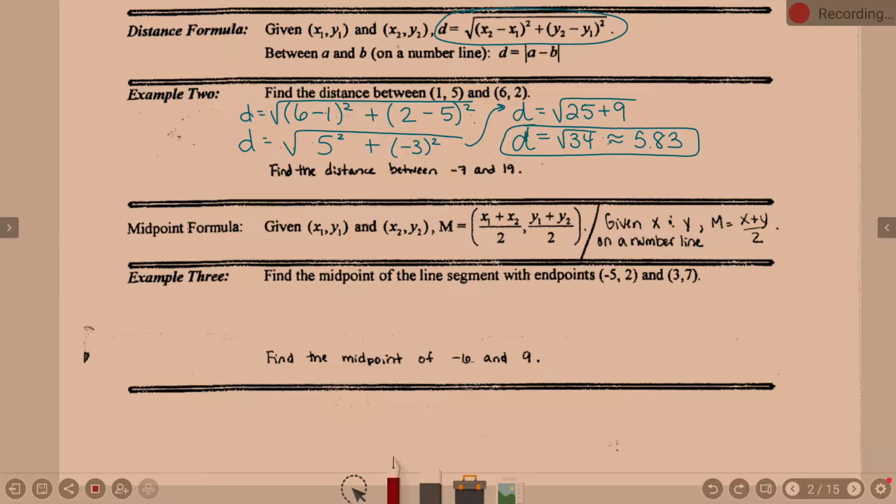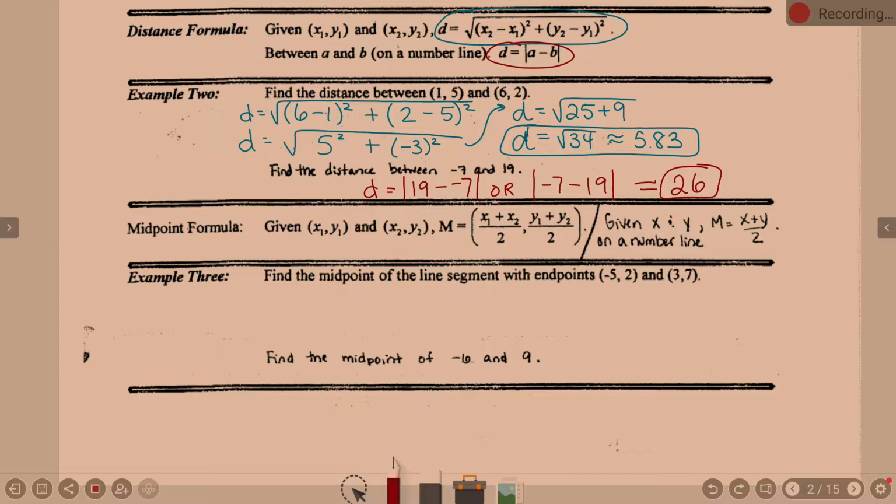Now, what's the formula up here say? Officially, the formula says it would be the absolute value of, you could do this either way, 19 minus negative 7, or the absolute value of negative 7 minus 19. Either way, here it's the absolute value of 26. Here it's the absolute value of negative 26. Either way, it ends up being 26, yes? Makes sense. Okay.